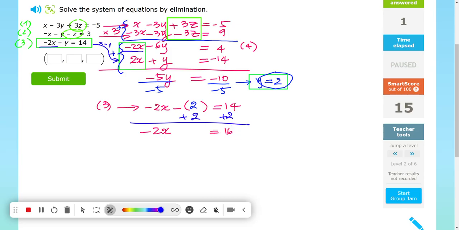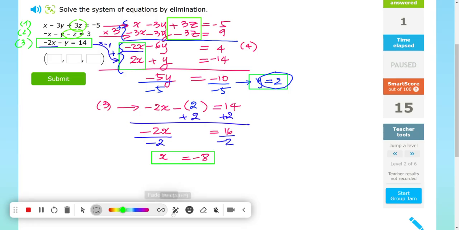Alright? And then divide by negative 2 on both sides. Then I come out with x equal negative 8. Alright? Negative 8. Very good. So I come out x equal negative 8. So now we know x and y. You need to find the z. Okay? Which equation should we substitute to find the z? Doesn't matter. I can go to equation number 1 or number 2.